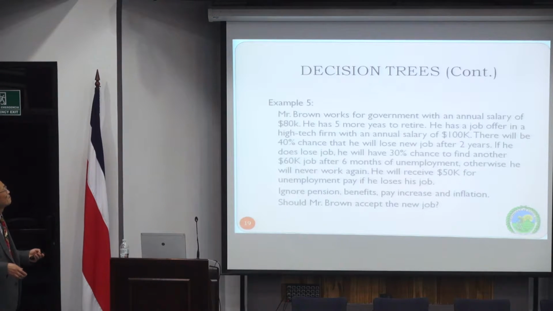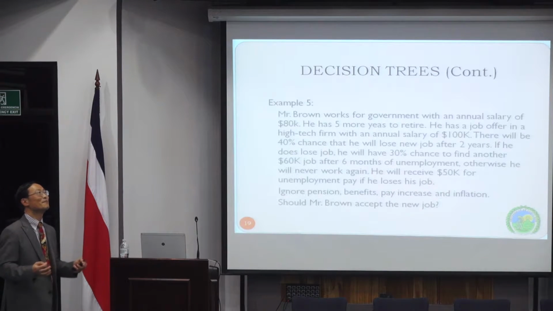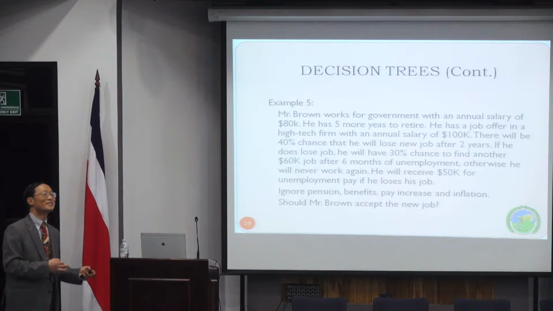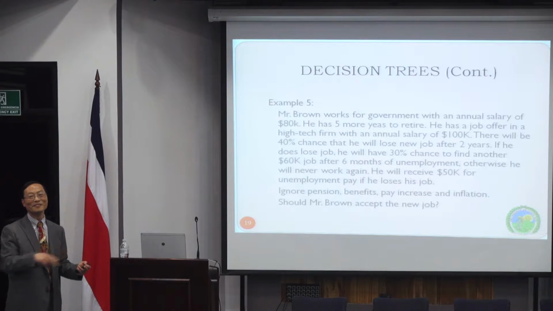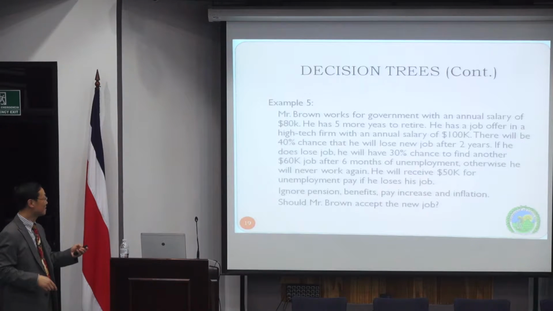Should Mr. Brown take a job, leave government, or keep his government job? Which one gives him more money? In this case, it's difficult for Mr. Brown to make decisions. What he can do is ask how many decisions he has to make: change job, or not change job. So it's easier. There are only two choices, so we just build two tree branches.